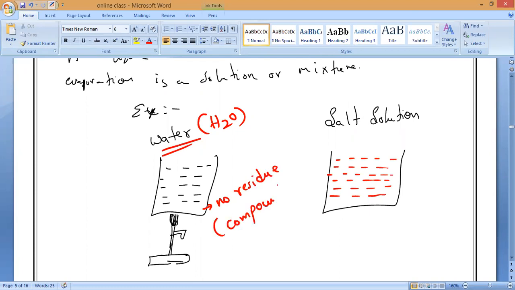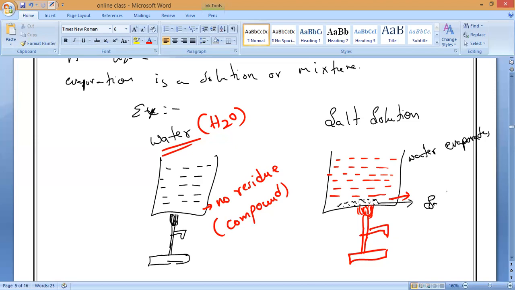Understand? Now, if I heat the salt solution, something is left behind after evaporating. Water evaporates, but something is left behind. What is that called? Salt. Yes, the residue is left. So that is why it is called a solution, or we can say a mixture. Is it okay? Are you clear now? Any doubt? Please respond.